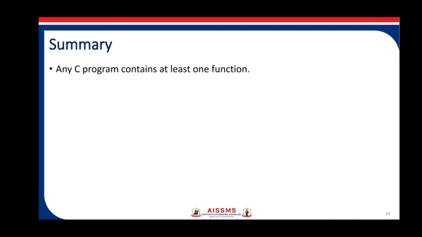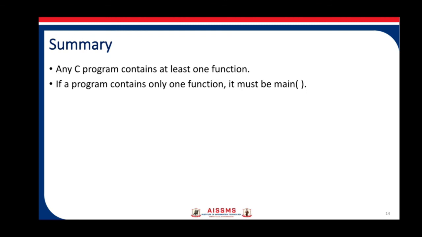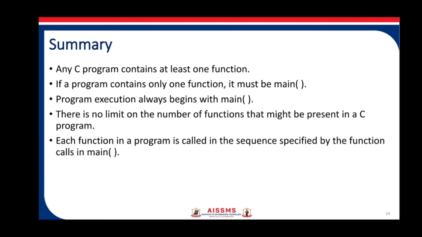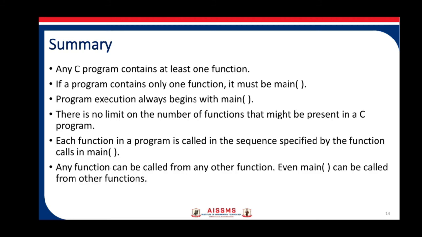Now let us summarize functions. Any C program contains at least one function. If a program contains only one function, it must be main. Program execution always begins with main. There is no limit on the number of functions that might be present in a C program, so you can have multiple functions in your program. Each function in a program is called in a sequence specified by the function calls in main. So the order in which you make function calls is the order in which they will be executed.